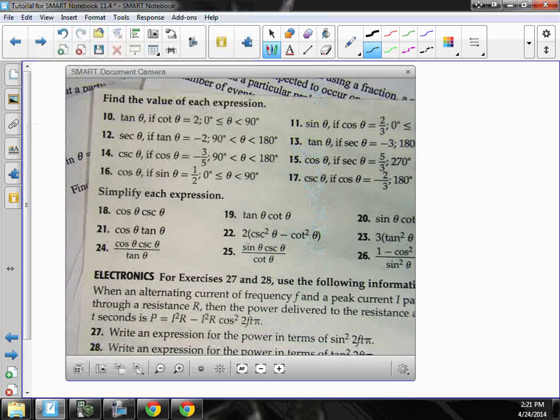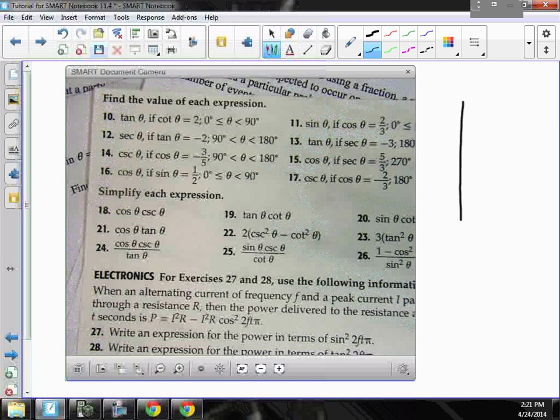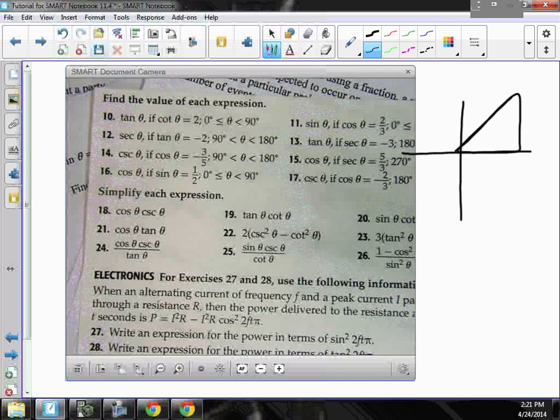Number 10. Which quadrant are we in for number 10? Quadrant 1. So there's my triangle. And cotangent, remind me what cotangent is? It's adjacent over opposite. So 2 over 1. I already put it in.